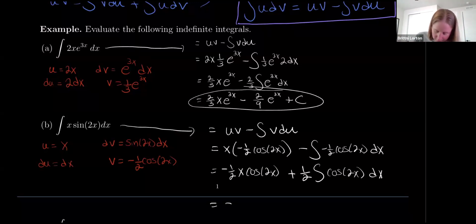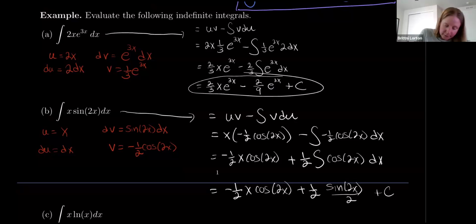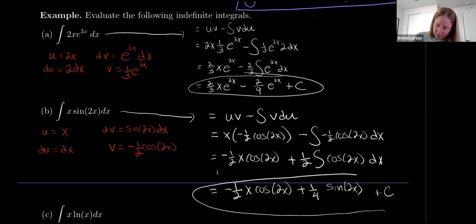And then, of course, we know you can't have an integral in the answer to an integral. So now I have to actually do that antiderivative. And the antiderivative of cosine is sine. And, of course, divide by that constant multiple, which will make this now a 1/4 sine of 2x. Ta-da!